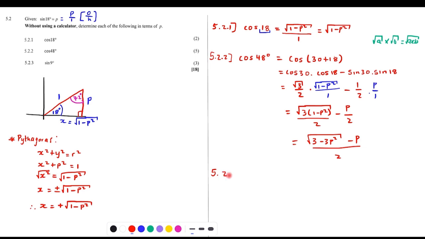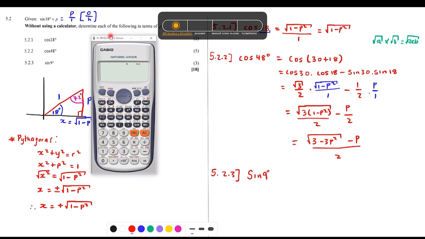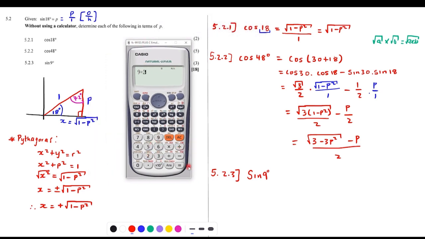5.2.3. Now in 5.2.3, I can see that I want to find sine 9. Sine 9 is not given here, so I ask myself, if I take 9 and divide it by 2, I'm not getting any of those angles. Now you might have wanted to say, but 18 is 9 times 2. No. Here our focus is not on that, it is on the angle 9. We need to manipulate it in such a way that it gives us that angle there.